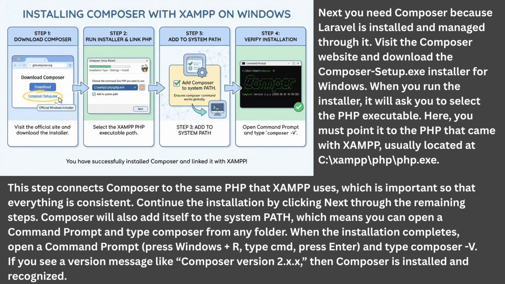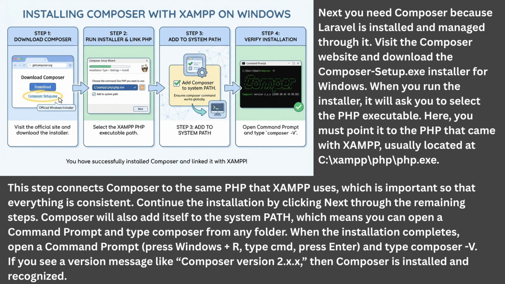Open the command prompt by pressing Windows+R, typing CMD, and pressing Enter. In the command prompt window, type composer --v. If Composer is installed correctly, you will see a version message, usually something like Composer version 2.x.x. This confirms that Composer is recognized globally and ready to use.